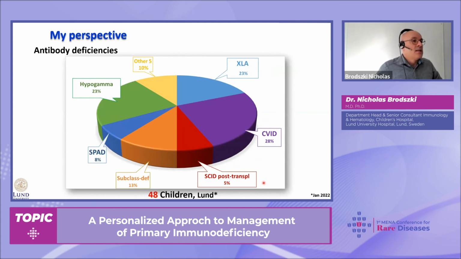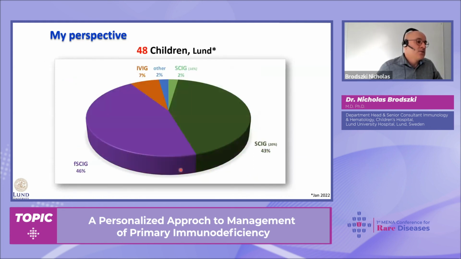And this is how it looks when I treat my children. The green ones are the subcutaneous treatment with the conventional either 16% or the latest, the 20%. And in Sweden, we do have also the facilitated subcutaneous immunoglobulin, which is not part of my talk now, but anyway, the sum of these ones is that over 90% of my patients are on subcutaneous treatment.